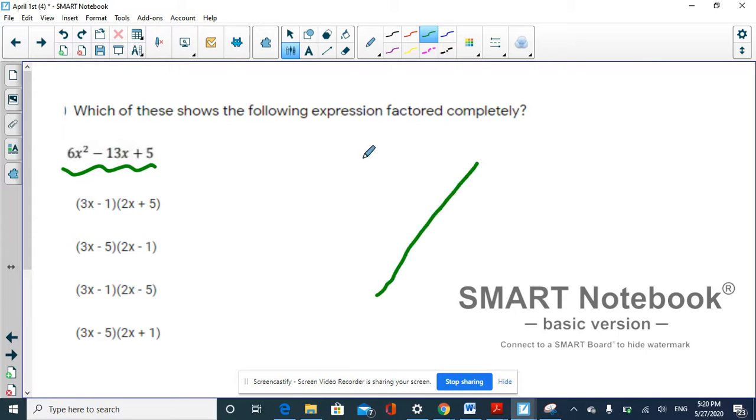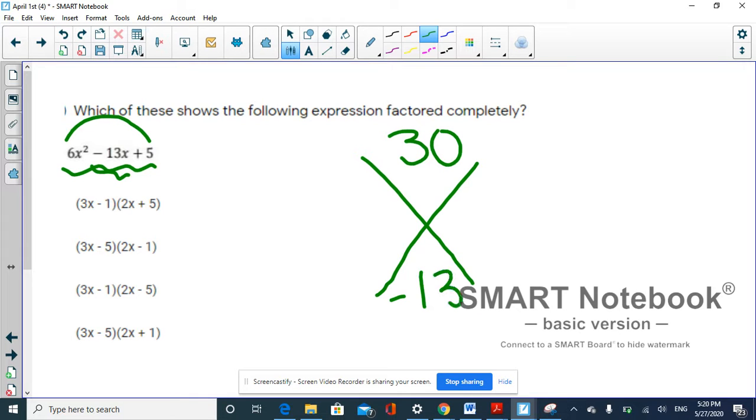Okay, if you remember the method that we use to factor the trinomial, we multiply the coefficient of x squared, or the leading coefficient, with the constant. We multiply them together. 6 times 5, 30, and put it up. Then the coefficient of the middle term, put it down. Now we think about two numbers. If you multiply them together, we get 30, and if we add them, the sum will be negative 13.